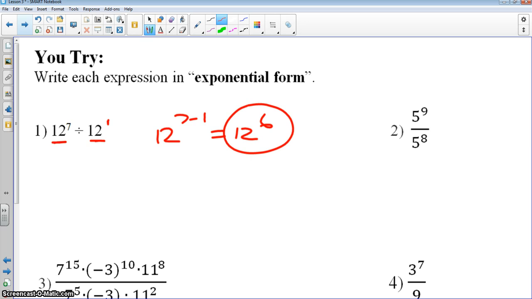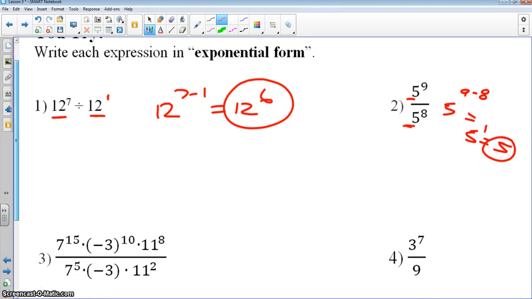Okay, number 2, again, we have like bases, so that would be 5 to the 9 minus 8, which is 5 to the first power. Now 5 to the first power is the exact same thing as 5, so this is probably how you would see the answer written if it was on a test. If you leave it as 5 to the first, you won't get it wrong. You'll just see it written more as just 5 though. Okay, let's look at the next 2.